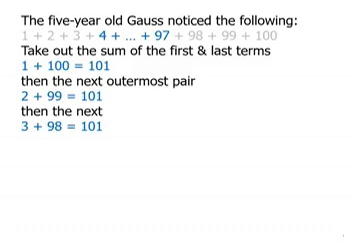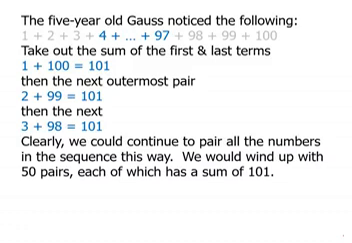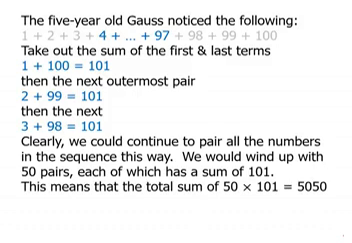And of course there are 100 numbers, so that would be 50 pairs. Clearly we could pair all the numbers up. We'd wind up with 50 pairs, each of which has a sum of 101. This means that the total sum has to be 50 times 101, which is 5,050. And that's exactly what the 5-year-old Gauss figured out.